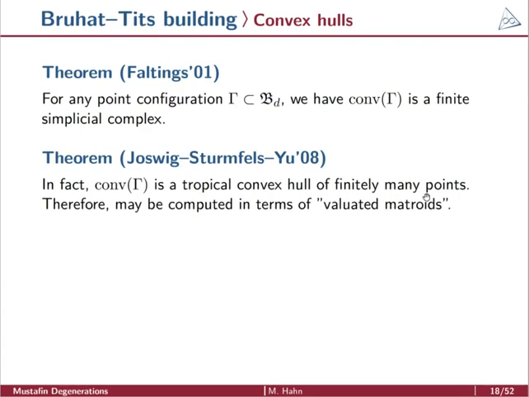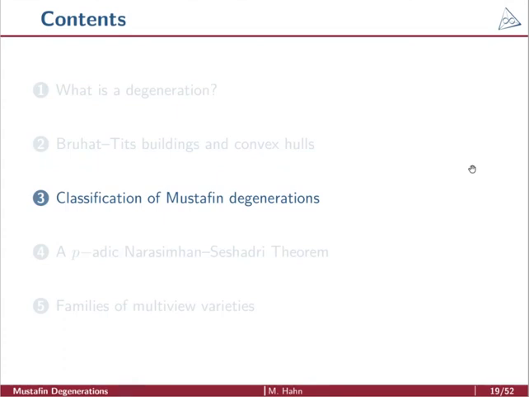And so in a few slides, some slides later, we will actually see an example of this output, how these convex hulls look and what these implementations can do nowadays. Okay, but now I said everything I wanted to say essentially about Bruhat-Tits buildings and convex hulls, and now I want to come to the classification of Mustafin degenerations. So in general, the definition of Mustafin degenerations is quite complicated.